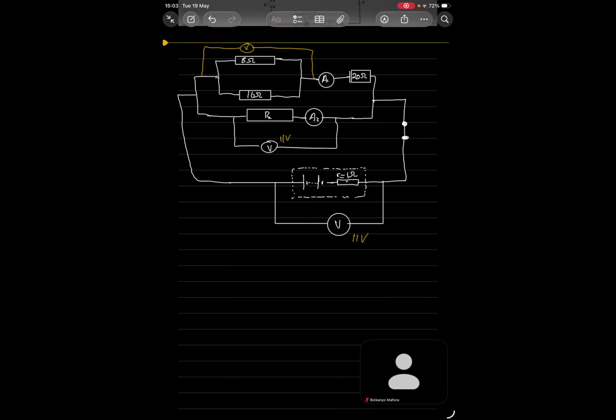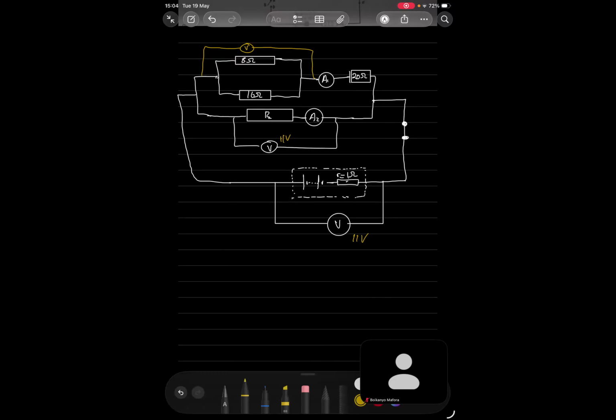Who can try? It won't be 11 volts though. But what's going to be the voltage?